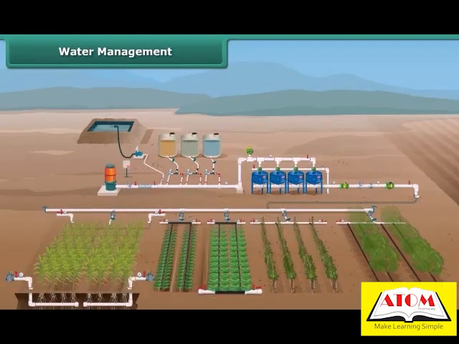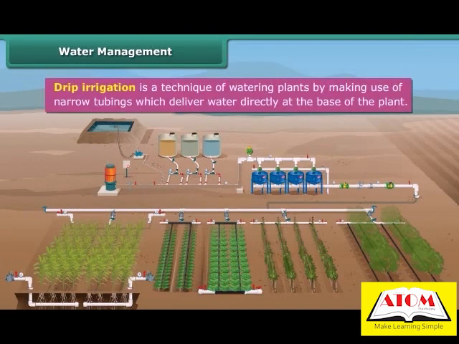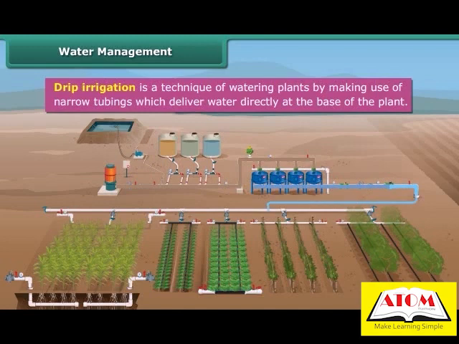A farmer can use the drip irrigation system to water his fields and conserve water. Drip irrigation is a technique of watering plants by making use of narrow tubings which deliver water directly at the base of the plant.